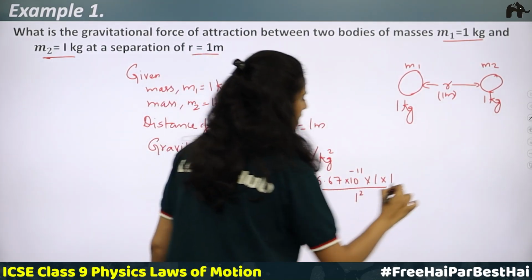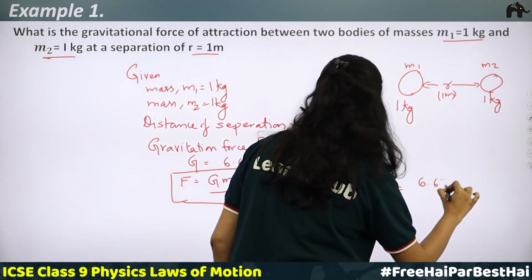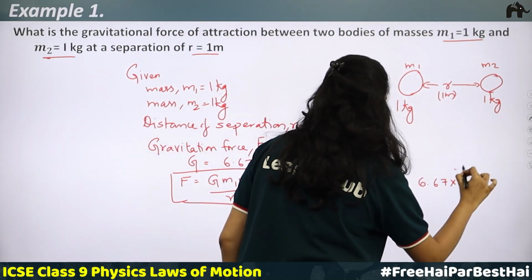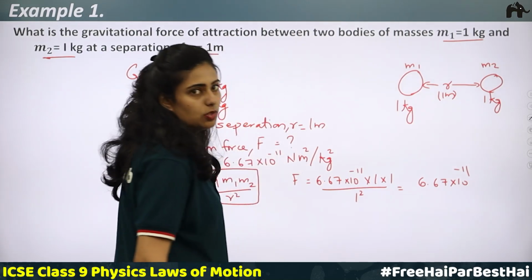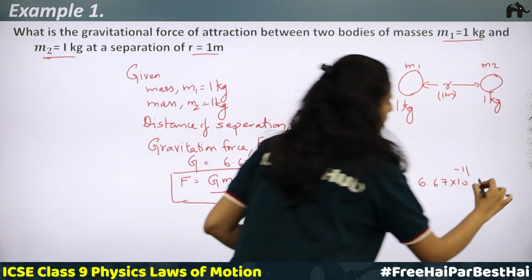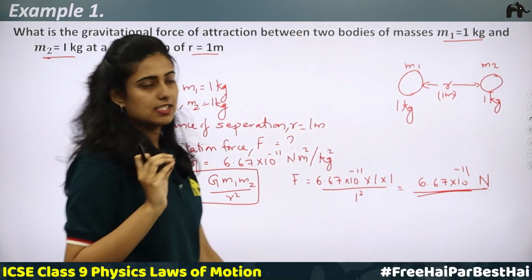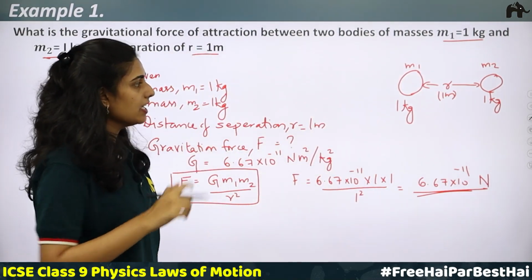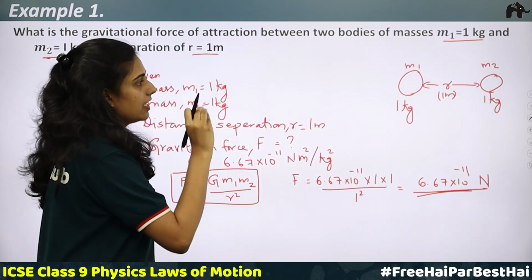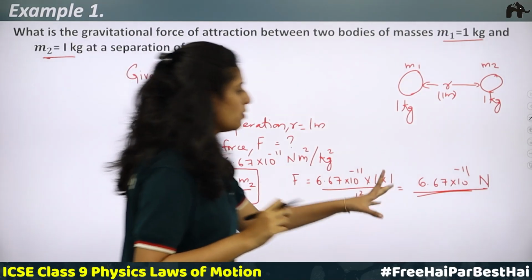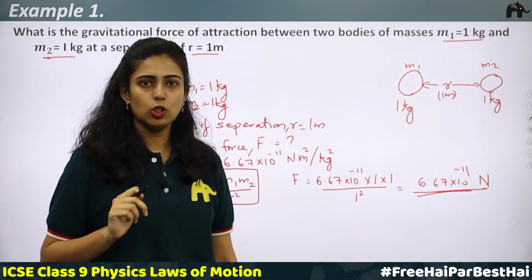So you will be getting 6.67 into 10 raised to minus 11. What is the unit? Unit of force is Newton. So the gravitational force between masses which are separated by 1 meter and they are of 1 kg is 6.67 into 10 raised to minus 11 newtons.